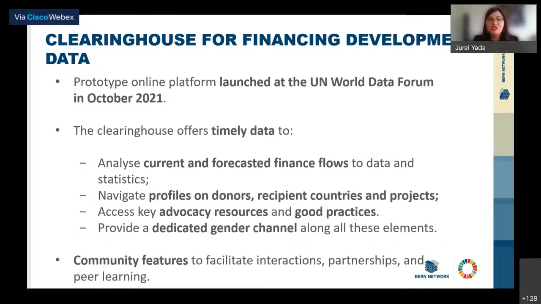And what it aims to do is really to support more and better financing for data by providing timely information to better match the need for and the supply of statistical support. And the clearinghouse really does so by drawing on a range of data sources, as well as information sourced directly from aid recipient countries. And it allows users to visualize and analyze existing and expected funding flows and opportunities for data and statistics, including by specific policy areas, as well as SDGs. And you can look at this at the country, the regional, and the global levels.